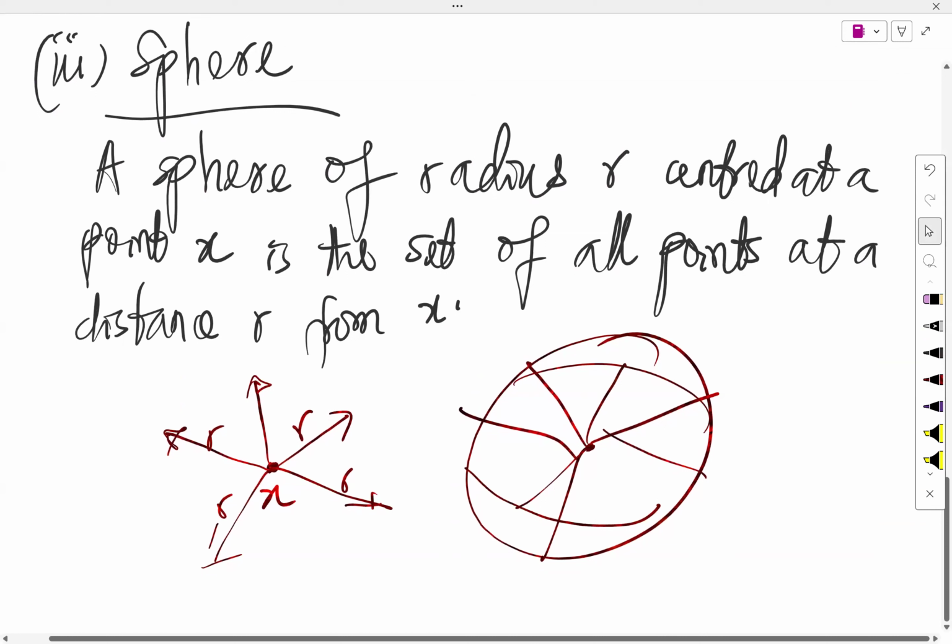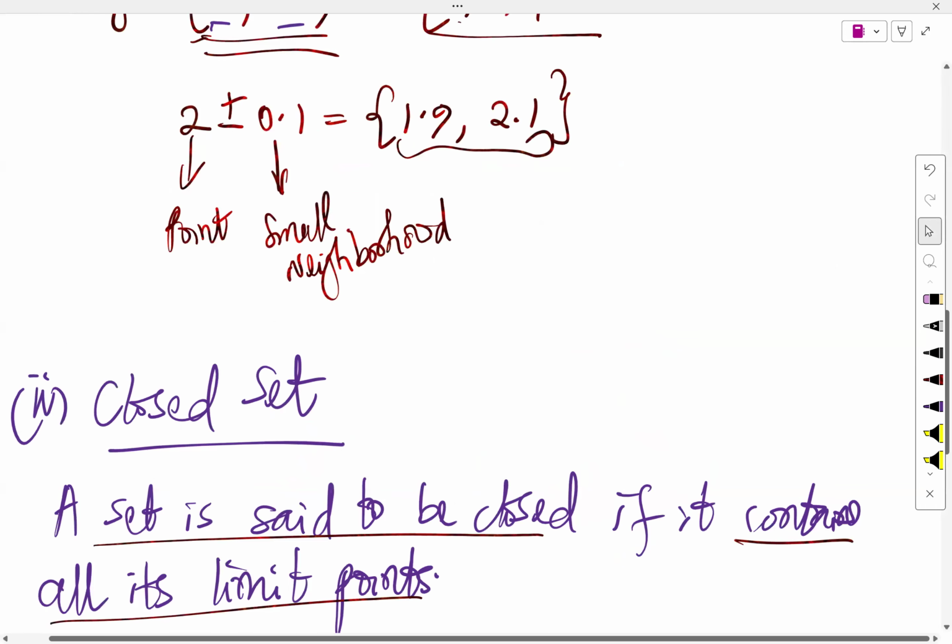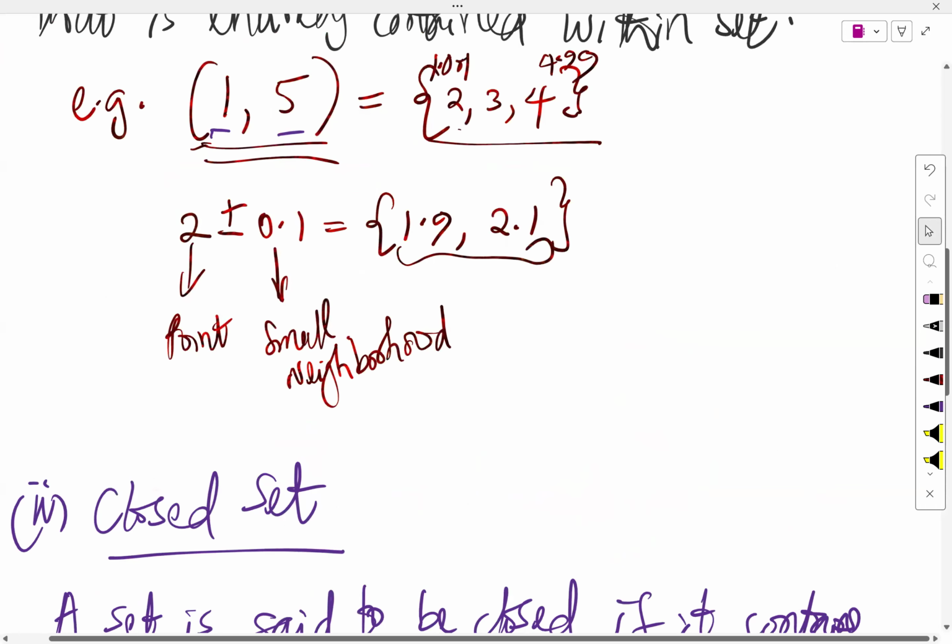So a sphere is basically a three-dimensional circle if you like to think about it in that way. The idea is that from the center to any point on the surface of the sphere, the distance is the same. It is that radius. So it is the set of all points equidistant from x, and the value of that distance is r. So that takes care of the first part of the question, which is to define those concepts.